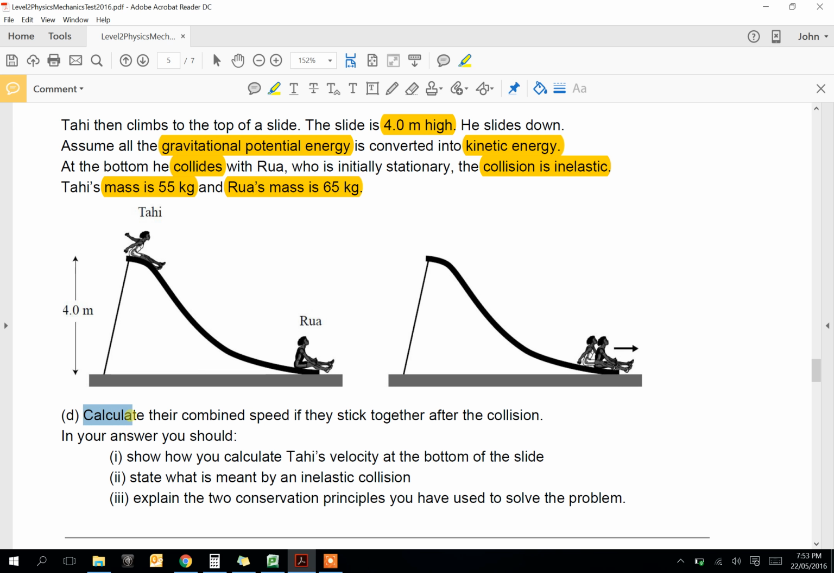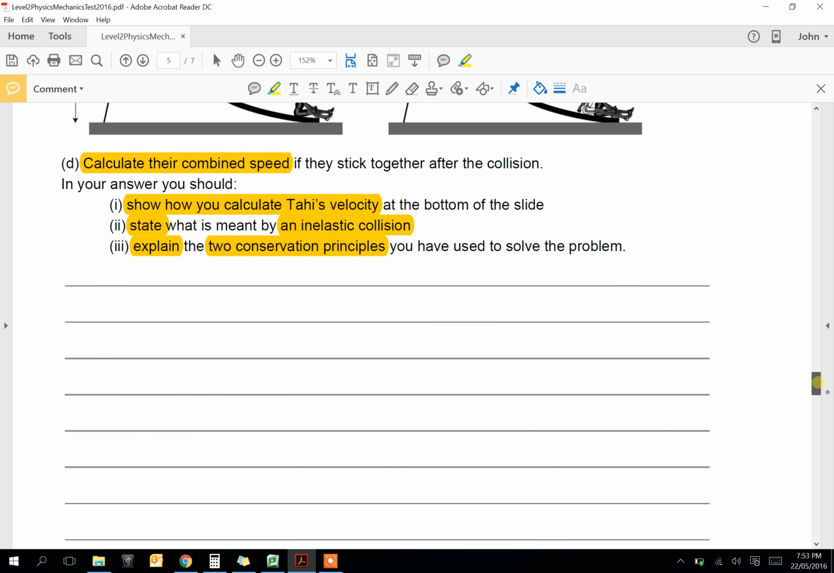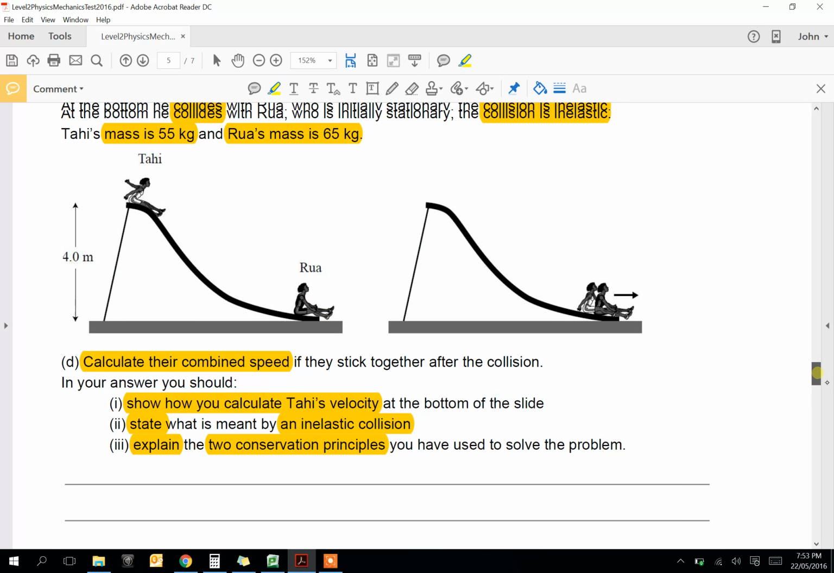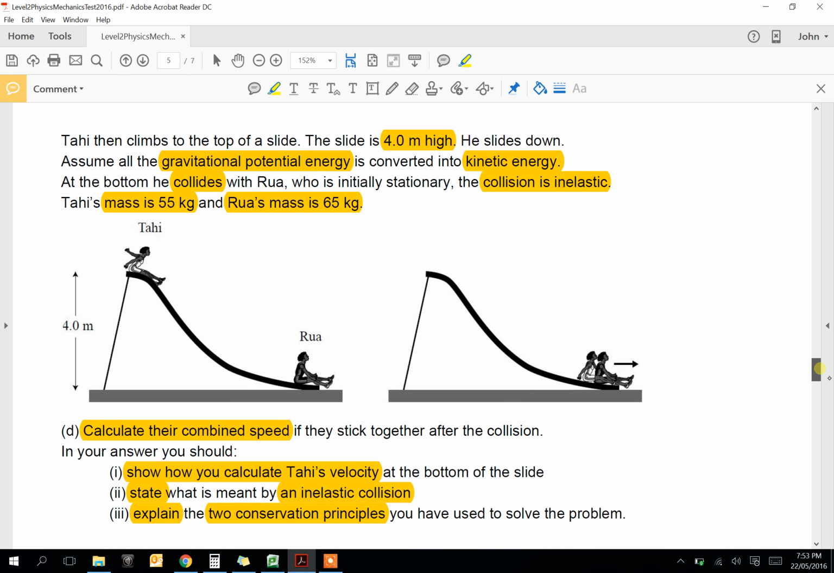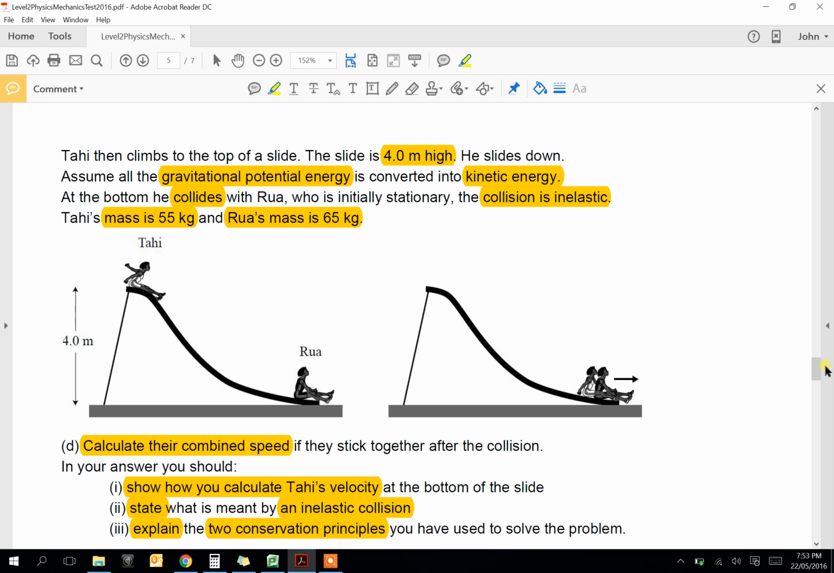What have I got to do? Don't forget, I've got to calculate their combined speed if they stick together after the collision. So I've got to show how I calculate Tahi's velocity. I've got to state what is meant by an inelastic collision, and I've got to explain two conservation principles. Whew, there's a lot in there. I think this is going to be a bit of a long answer. Okay, so let me think about what I'm going to have to do here.